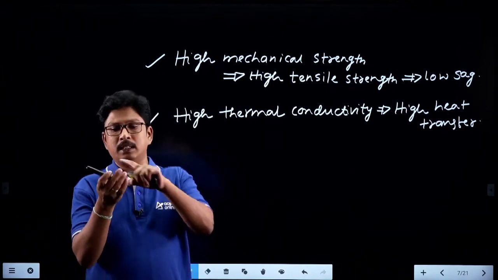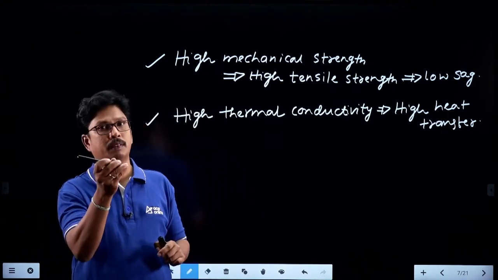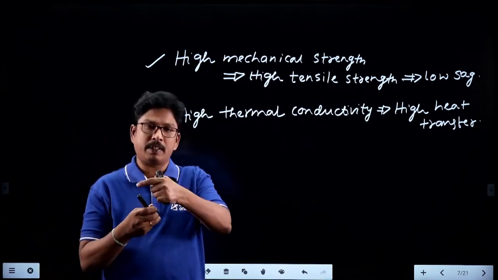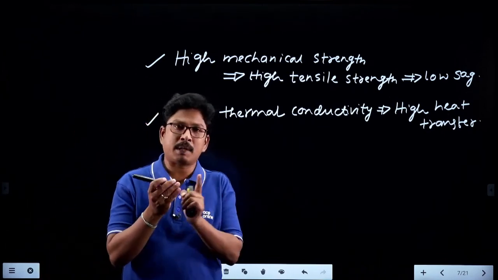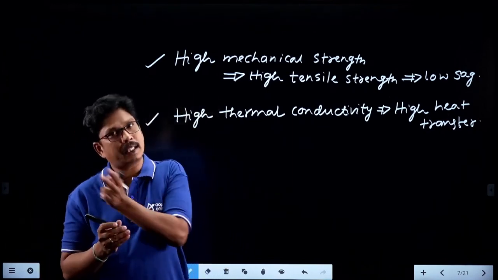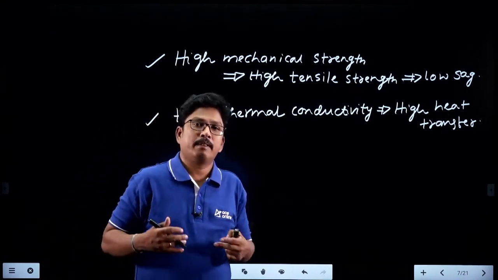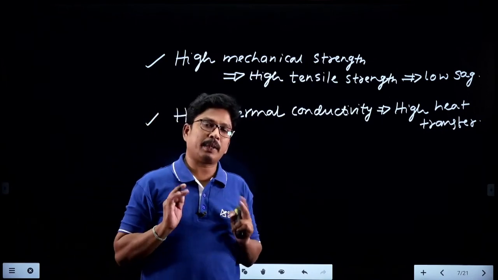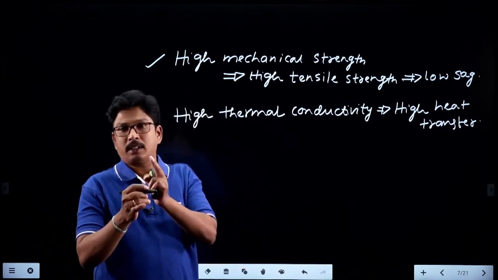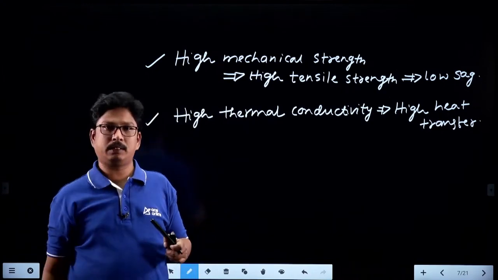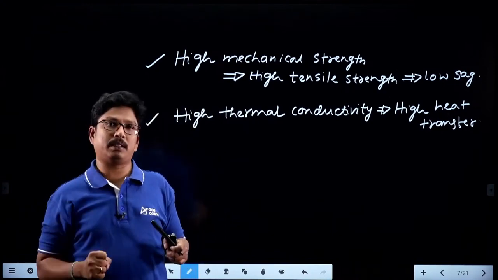Whenever paper is melting, it is possible to touch the other end. But whenever iron, steel, or any metals are melting, it's not possible to touch the other end. Why? Because they are transferring the heat. So what is the advantage of transferring the heat? Whenever they are transferring the heat, we can say they have a high melting point. That means they can withstand more temperatures.